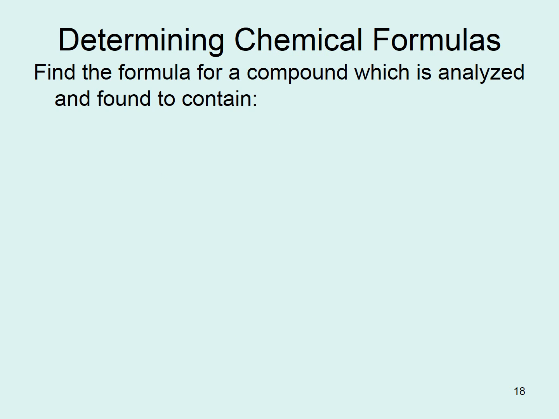Okay, so let's find the formula for a compound which, when analyzed, was found to contain the following: 13.5 grams of calcium, 10.8 grams of oxygen, and 0.675 grams of hydrogen. These are not the mass percentages, these are the actual masses. We'll do an example with percentages in just a minute. Again, remember that these are mass ratios: 13.5 grams of calcium for every 10.8 grams of oxygen for every 0.675 grams of hydrogen. But what we're looking for is the mole ratio. So at some point we're going to have to divide by the atomic weights of these elements.